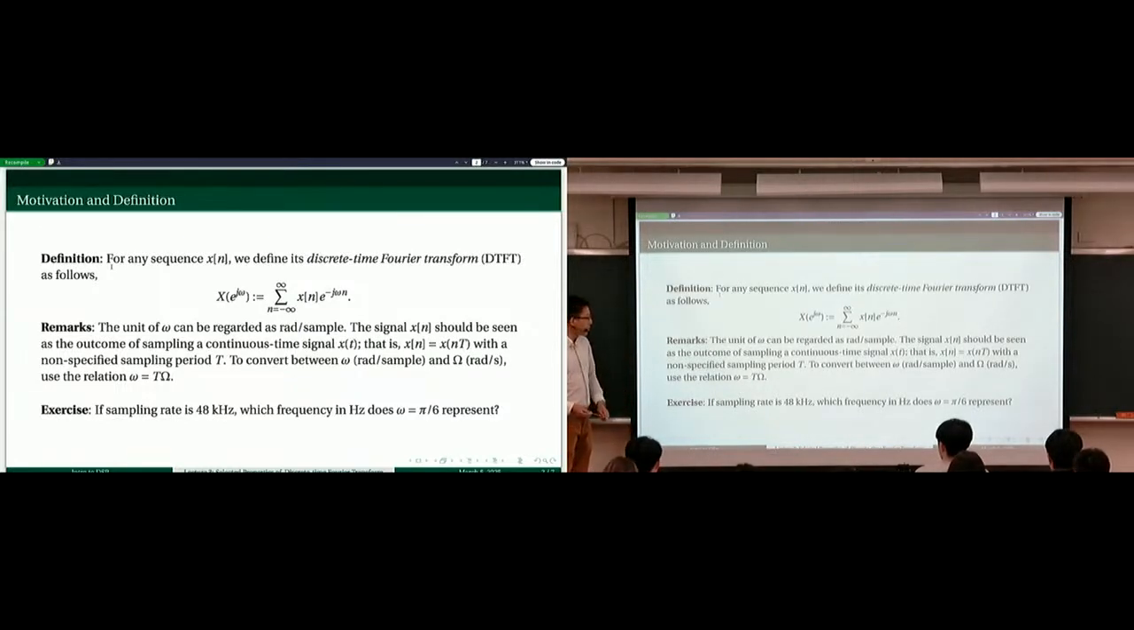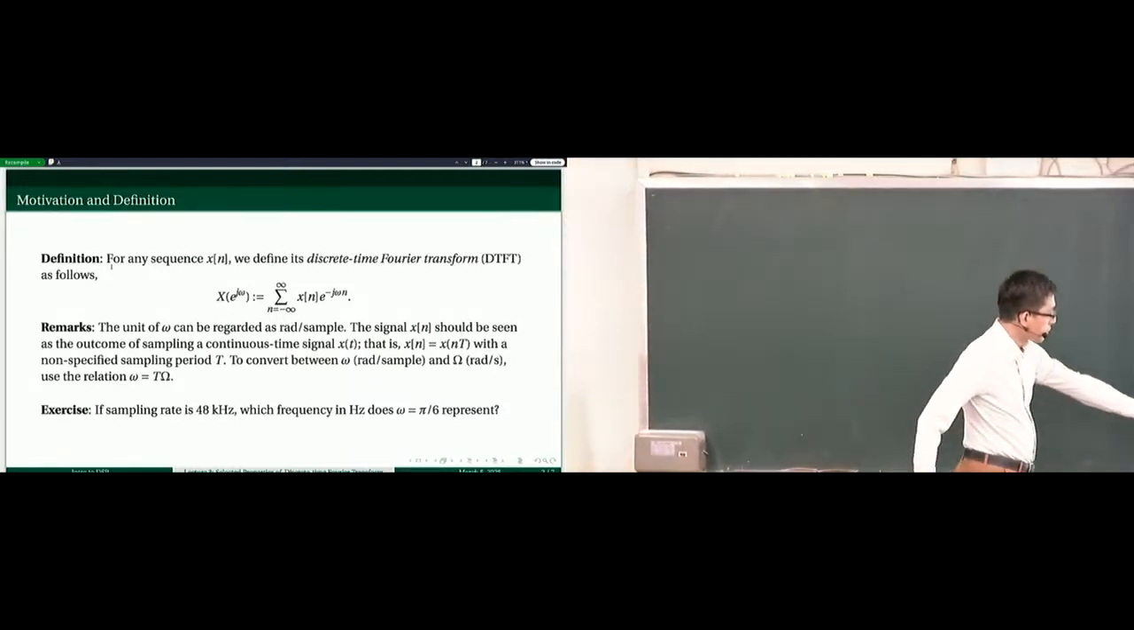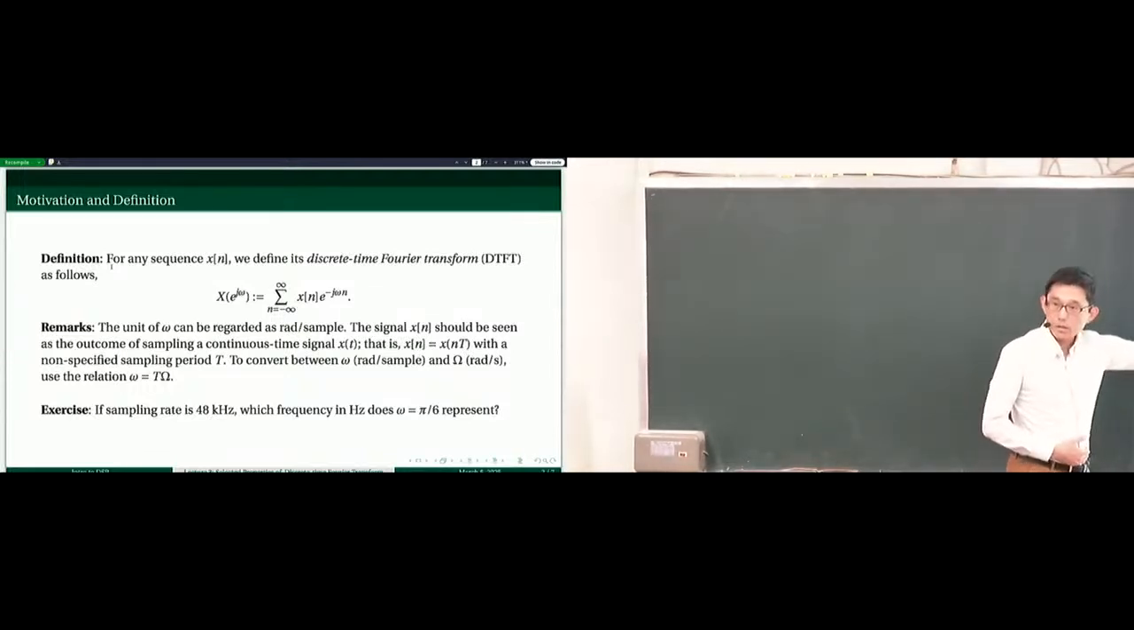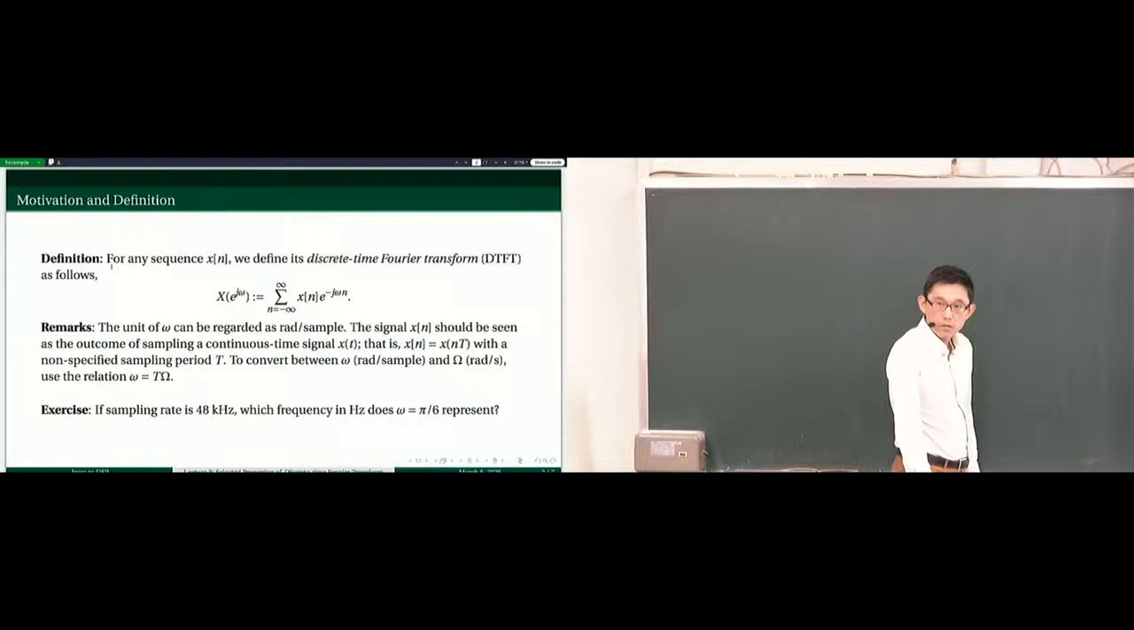Just to summarize, here's my recommendation: please learn to get used to this. Whenever we sample a signal, it becomes a sequence, and the time index becomes 1, 2, 3, 4, 5. Now the relation between small omega and big omega really is a factor of T. So they are, of course, proportional, right?